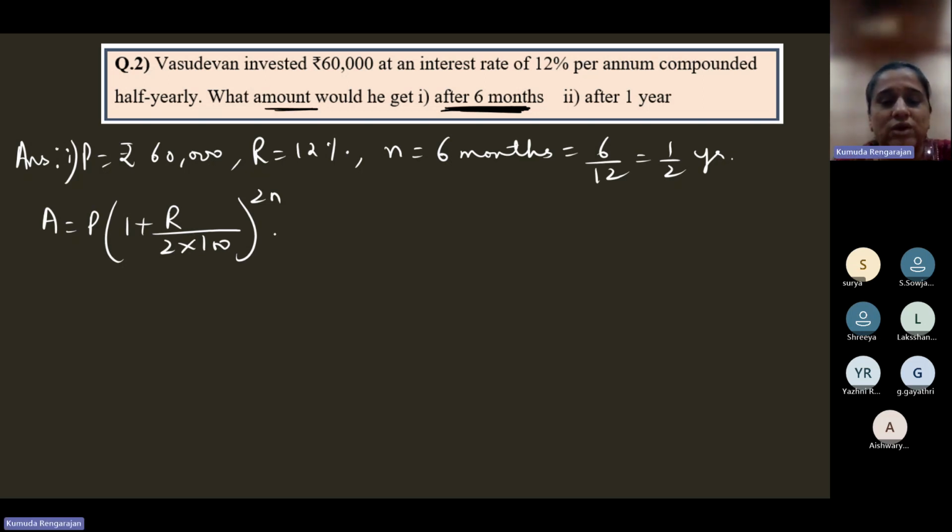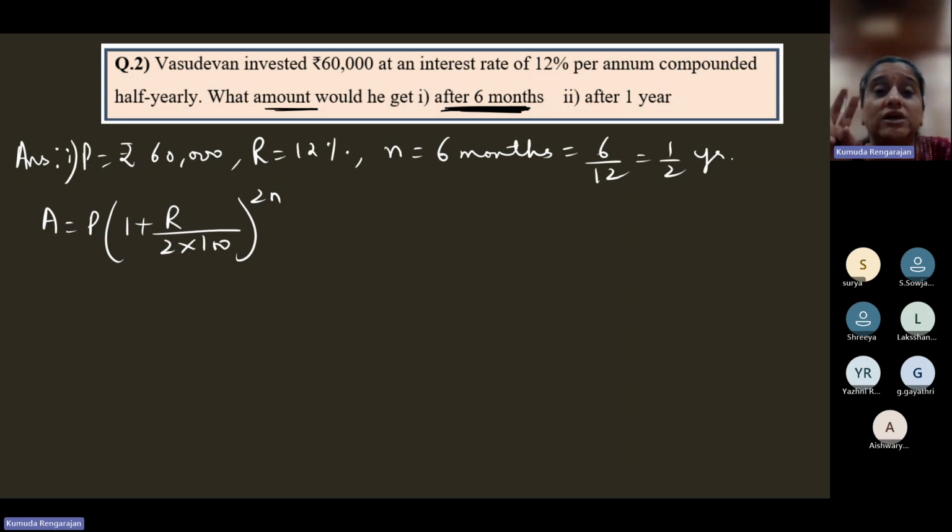This is the formula which you have to remember if the interest is compounded half yearly. The number 2 you see in this formula is because half yearly means 6 months, and there are 2 six-month periods in a year. That's how we get this number 2. So the formula will be A = P(1 + R/(2 × 100))^(2n).